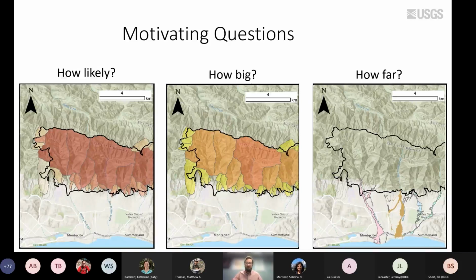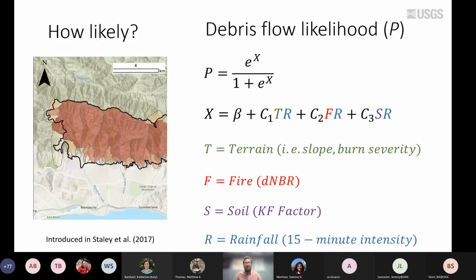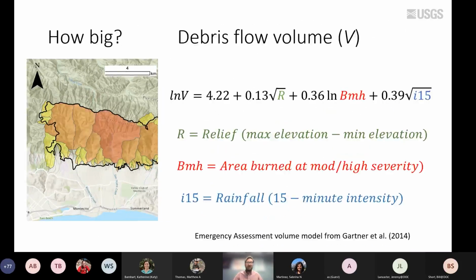hazard assessment framework. Now, currently, we have well-established methods to address those first two questions. So how likely? We have an established debris flow likelihood model introduced by Staley and others in 2017 that can be used to predict the occurrence of a post-wildfire debris flow in a given watershed. And we can generate maps like the one we see here on the left. Watersheds with darker shades of red are more likely to produce a debris flow given a certain rainfall. We also have the ability to answer how big that debris flow is going to be.